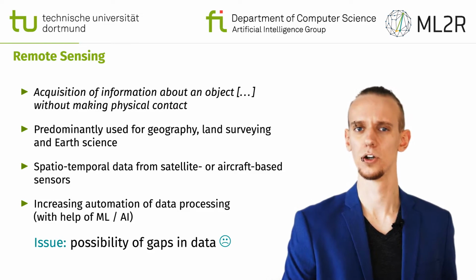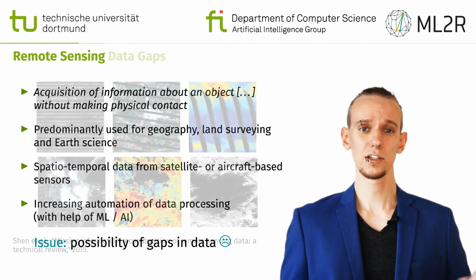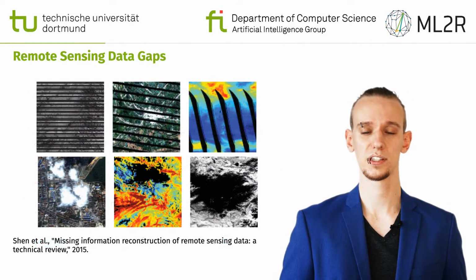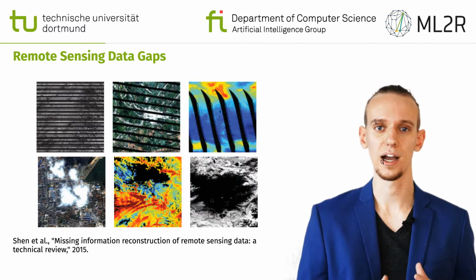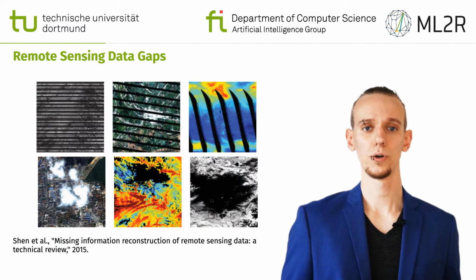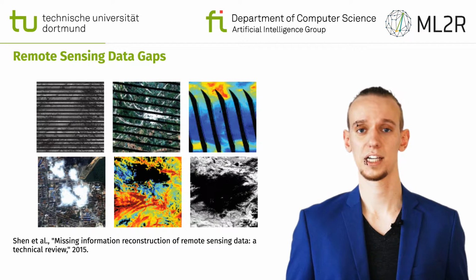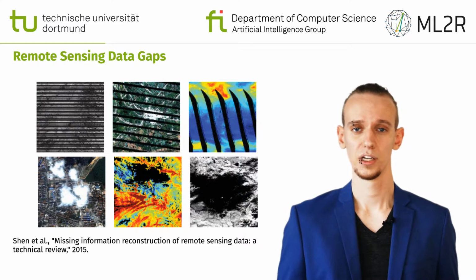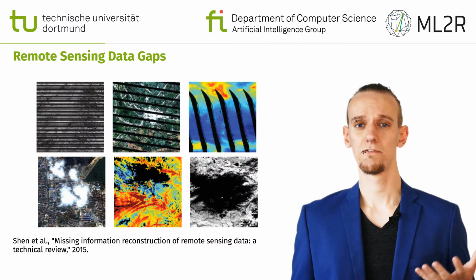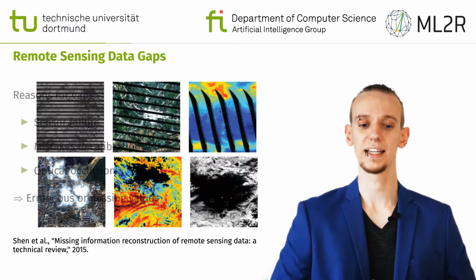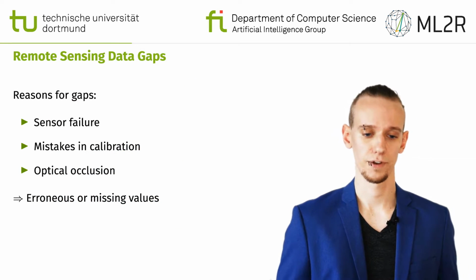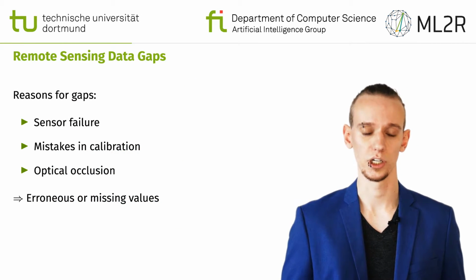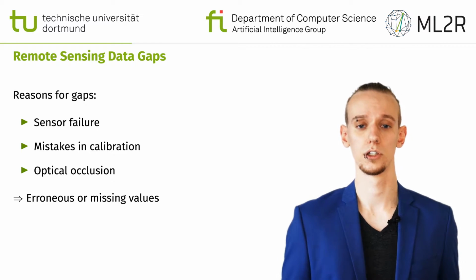So how do these gaps look like? Well, let's look at some examples. On the top row you see some images with black stripes and lines on it. And on the lower row you can see the problem of cloud cover, where clouds are covering part of the surface that we are really interested in. So as you can see, there are very different reasons for having gaps in the data. You might have sensor failure, you might make mistakes in calibration, or you just face the problem of optical occlusion.